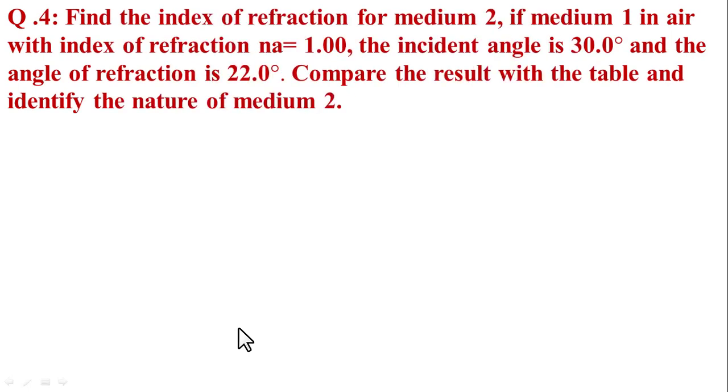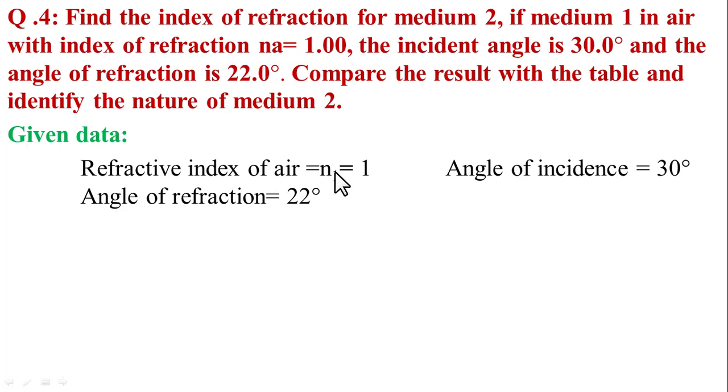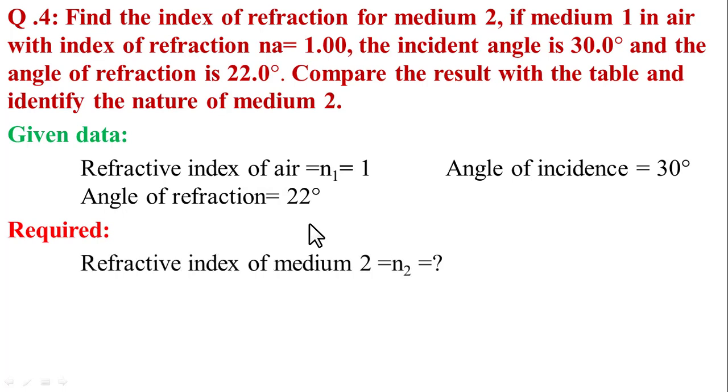Now, in question number 4, the given statement, find the index of refraction of medium 2, if medium 1 is air with the index of refraction Na equal to 1. The incident angle is 30 degree and the refracted angle is 22 degree. Compare the result with the table and identify the nature of medium 2. Now, given data: refractive index of air N1 is equal to 1, angle of incidence is 30 degree and angle of refraction is 22 degree. Now, required is the refractive index of medium 2, denoted by N2.